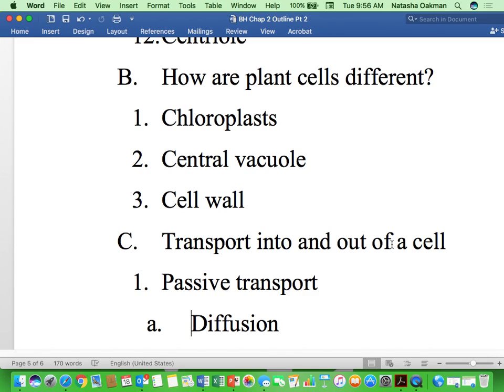Now remember, we're talking about the cell membrane. What is the cell membrane primarily composed of? What kind of molecule? Those little jellyfish-looking things. Phospholipids, right. So when we're talking about diffusion, we're talking about diffusion through the phospholipids. So they're going through that phospholipid bilayer. The solutes are moving through that phospholipid bilayer.